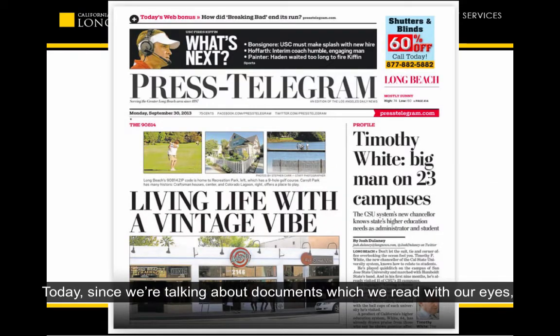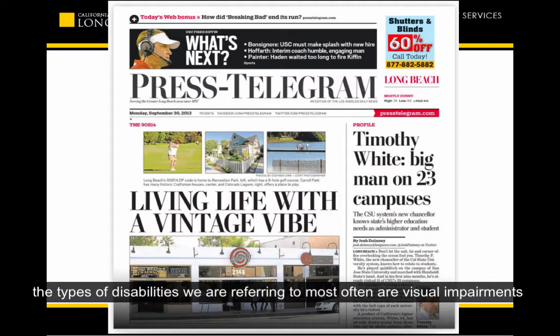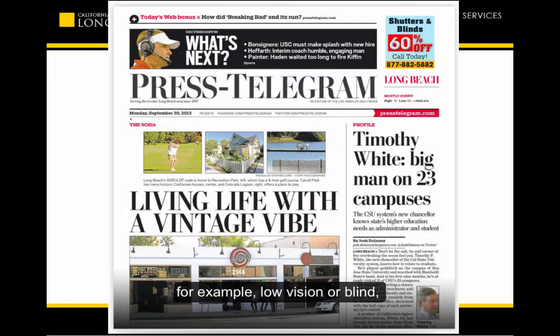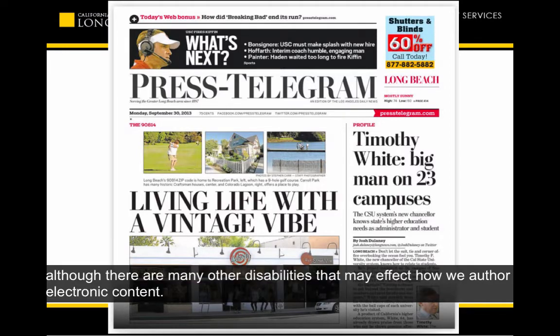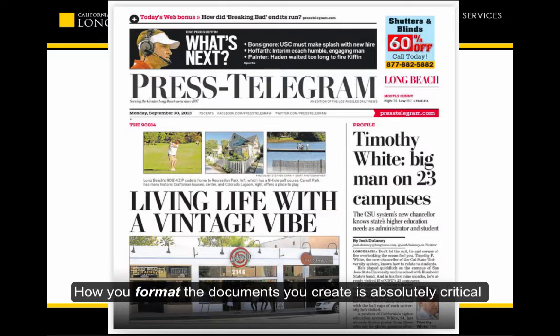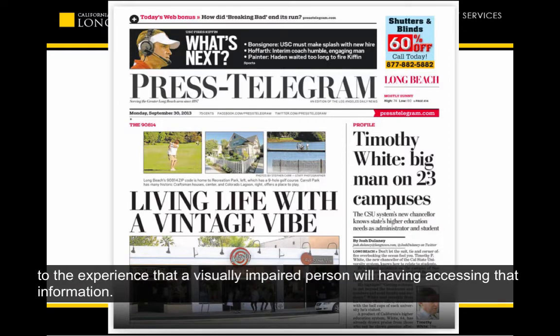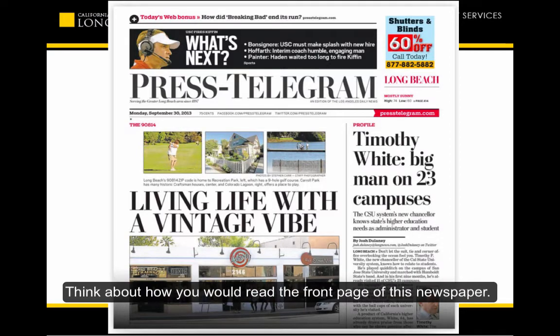Today, since we're talking about documents which we read with our eyes, the type of disabilities we are referring to most often are visual impairments, for example, low vision or blind, although there are many other disabilities that may affect how we author electronic content. How you format the document you create is absolutely critical to the experience that a visually impaired person will have accessing that information. Think about how you would read the front page of this newspaper.